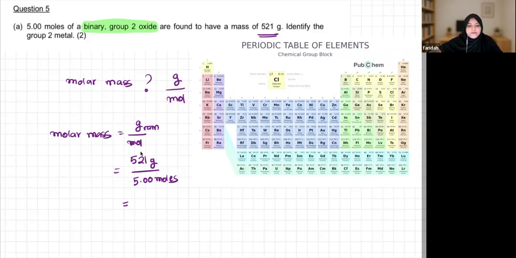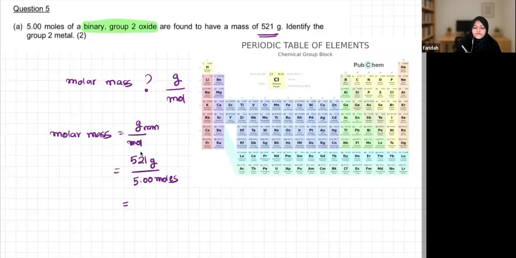So we have 521 divided by 5.00 moles, and that gives us around 104.2 gram per mole. Do not forget your units. There you go, we have the molar mass, but this is the molar mass of what? This is the molar mass of one of the metals with oxygen. We still do not know the metal, so we'll just say that's X and oxygen. So this is the molar mass combination of both of them.